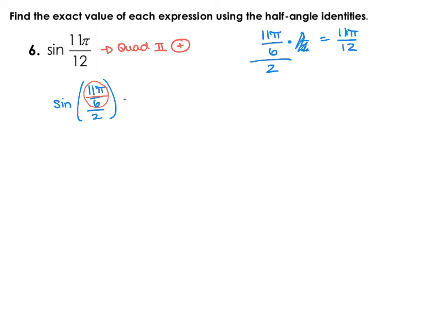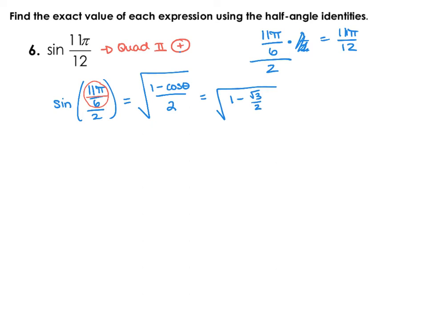So I'm going to use my formula, and that gives me plus or minus, but we know it's positive, so I don't even have to write it. The square root of 1 minus the cosine of theta, all over 2. Okay, so we have to think about 11 pi over 6. Think about where that would be on the unit circle. That's going to have a reference angle of pi over 6. So the cosine is going to be the square root of 3 over 2. 1 minus the square root of 3 over 2.